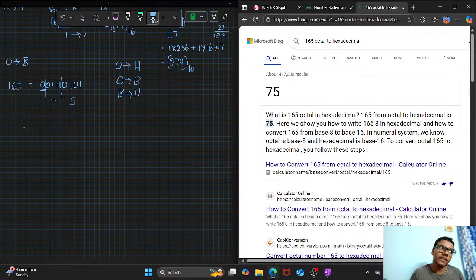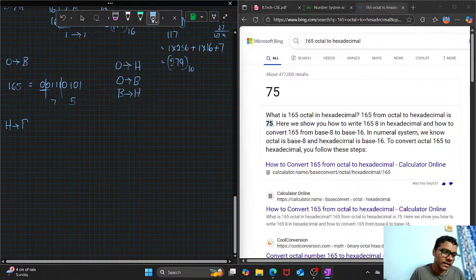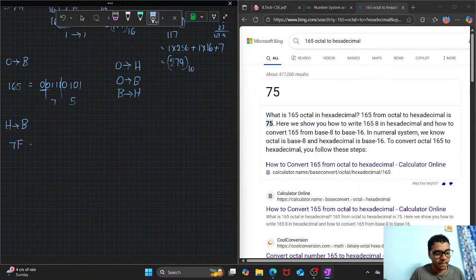And octal to decimal is over. Octal to binary is over. And now hexadecimal to binary. Consider 7f. Right? Just what is the thing for f? That is 15, right? And 7 is 0111. So this is the thing for binary.